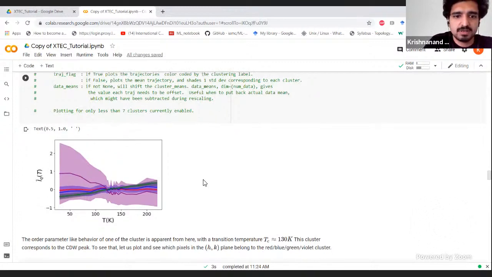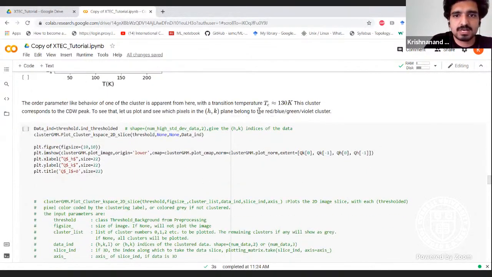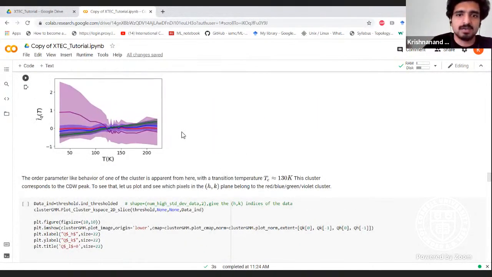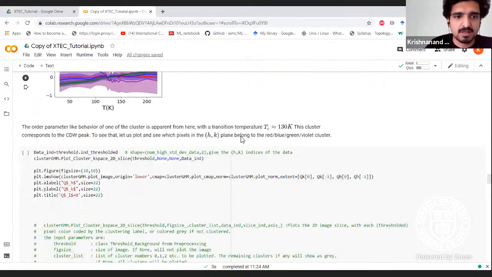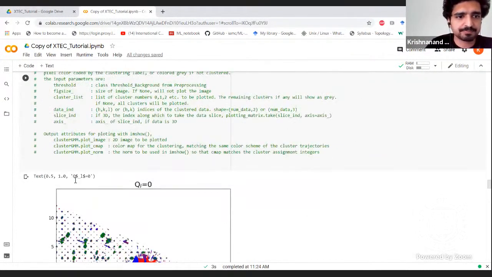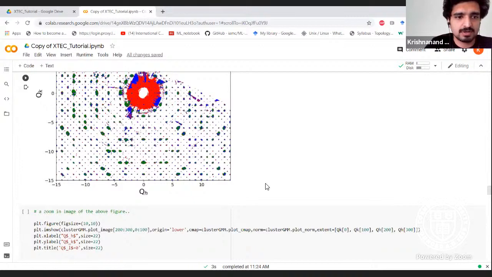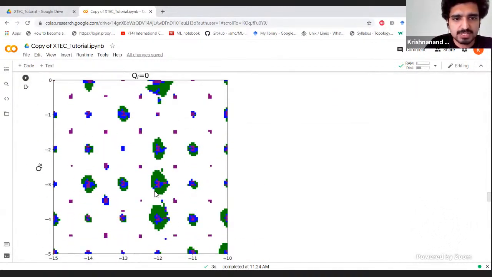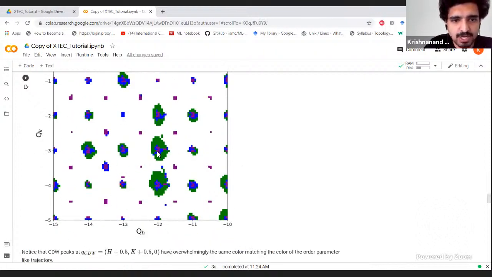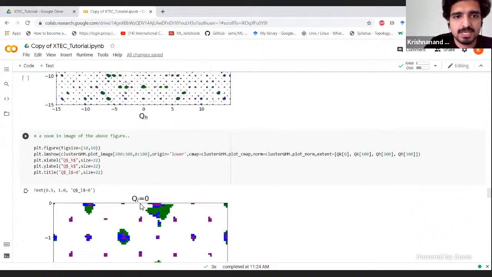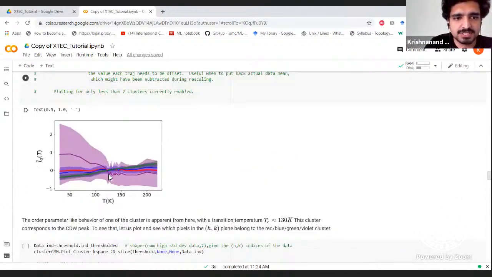To see what these mean, you can look at their cluster assignments in the HKL space, and that's what this part does. You see that in the momentum space, these pixels have these color codes. Or you can look at the zoomed-in part of it. You can see that there are these violet pixels, blue pixels, green, and so on. And now you can see that these violet pixels, which show up at these charge density wave peaks, are the ones that have this order parameter-like trajectory.